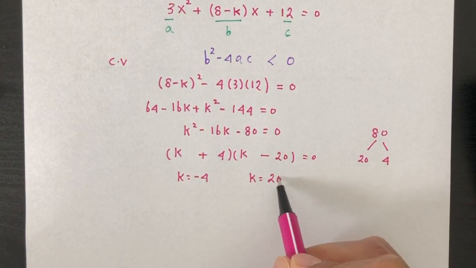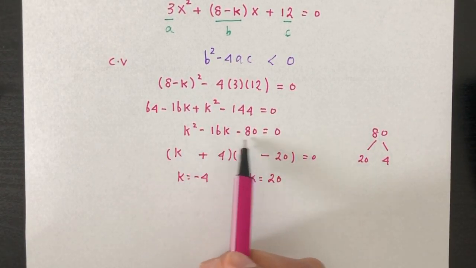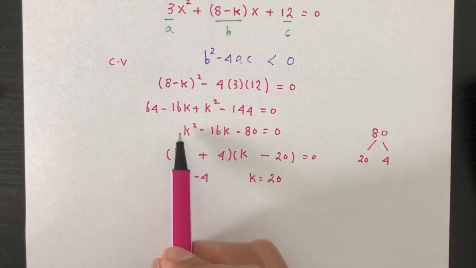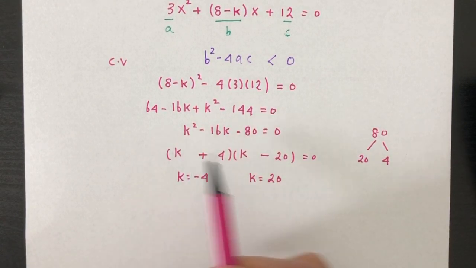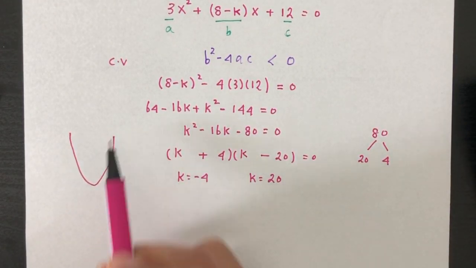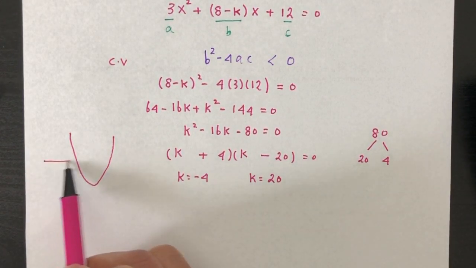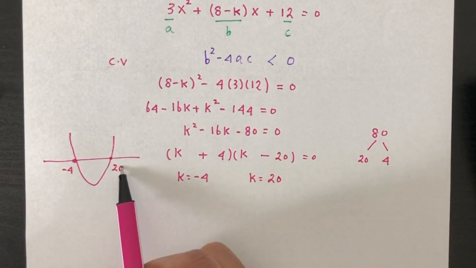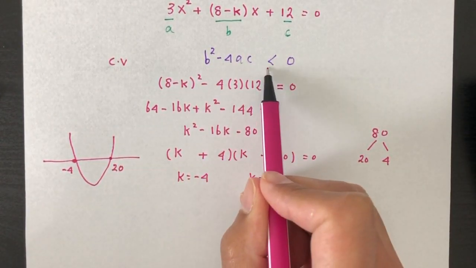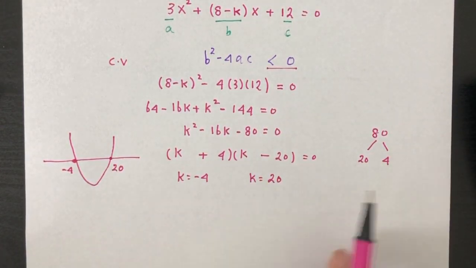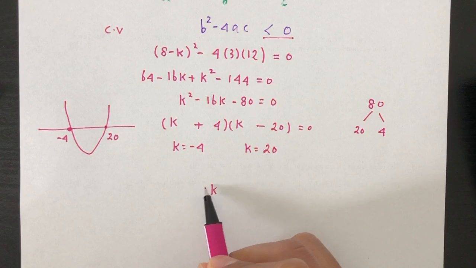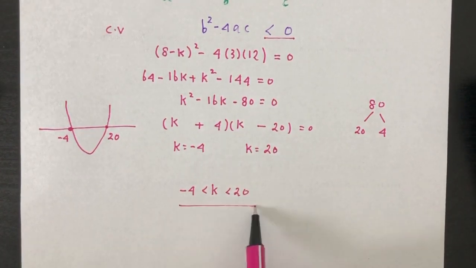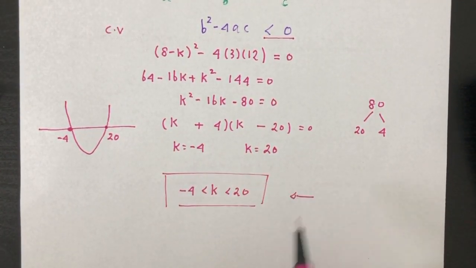20. Now for those two values, let's look at this curve here. As you can see, this one is the equation of a curve. Since the coefficient of k squared here is positive, the curve will look like this. Now, you have a straight line. The values of k are here, minus 4, and this is 20. So your question here is you have to find where it is below 0. It has to be below. So your answer will be k needs to be between minus 4 and 20 for it to be below 0. So this will be your answer for question number 6.